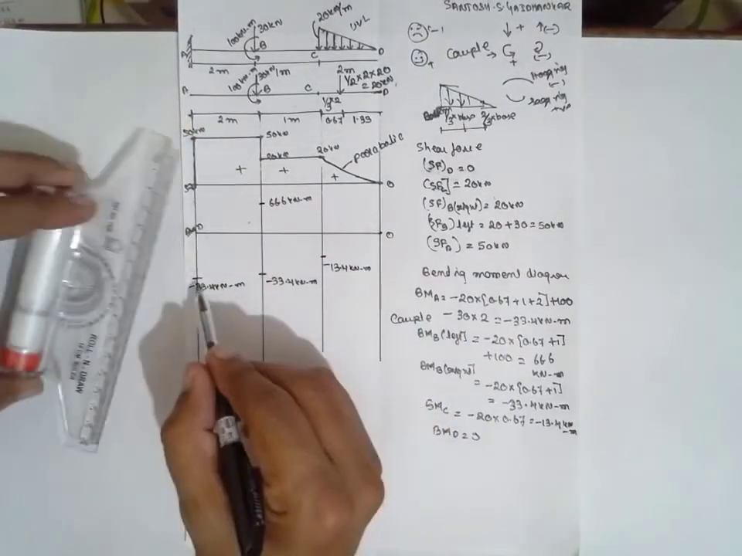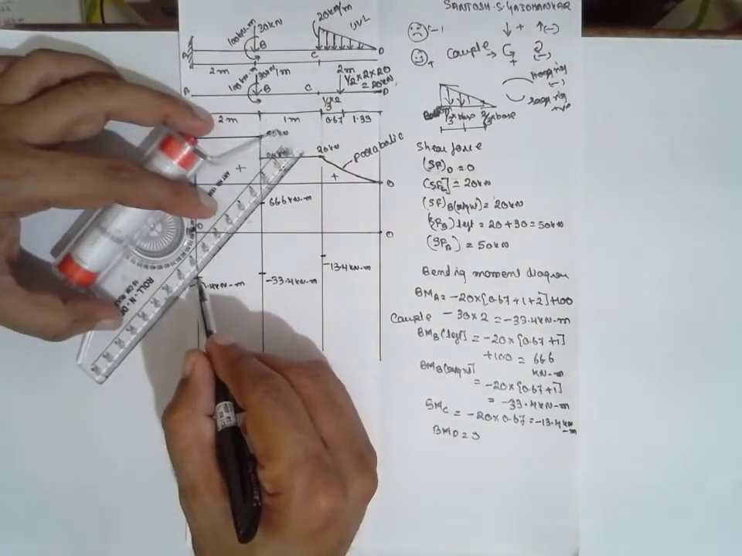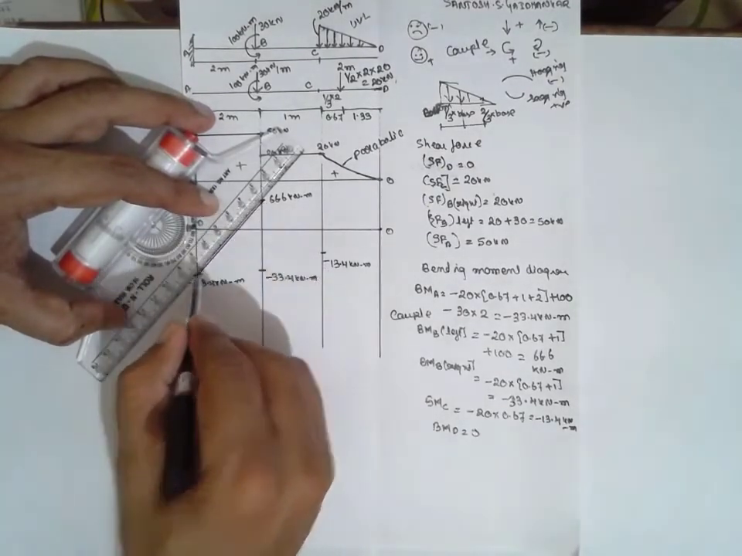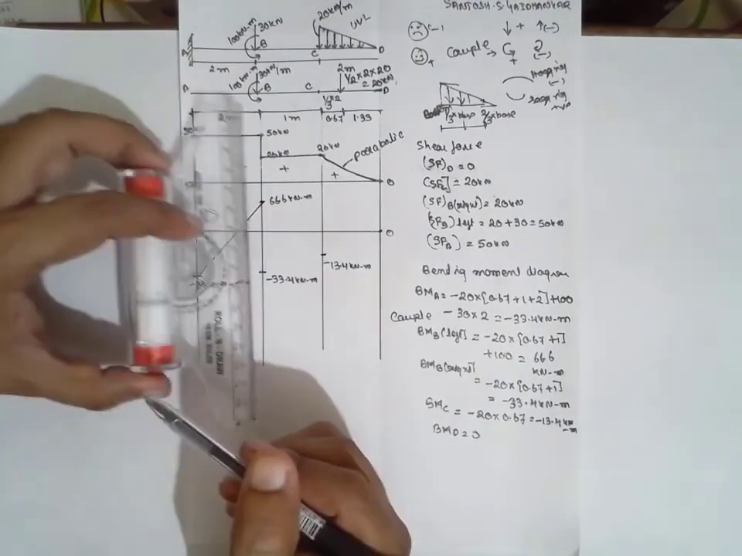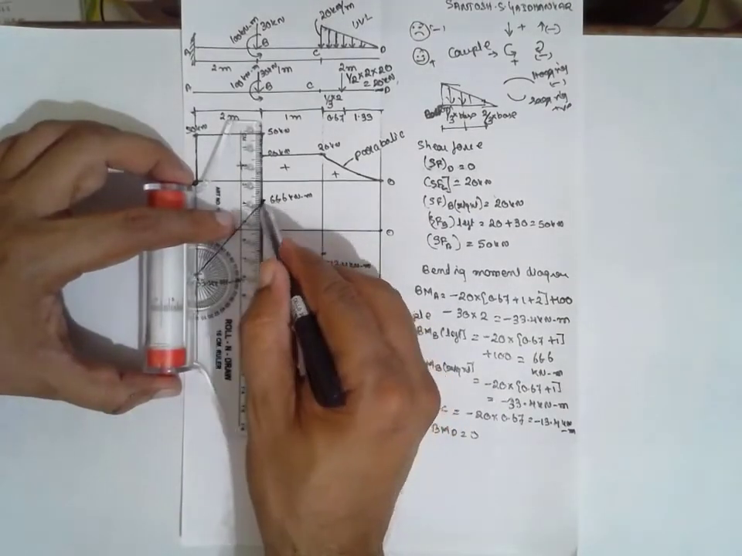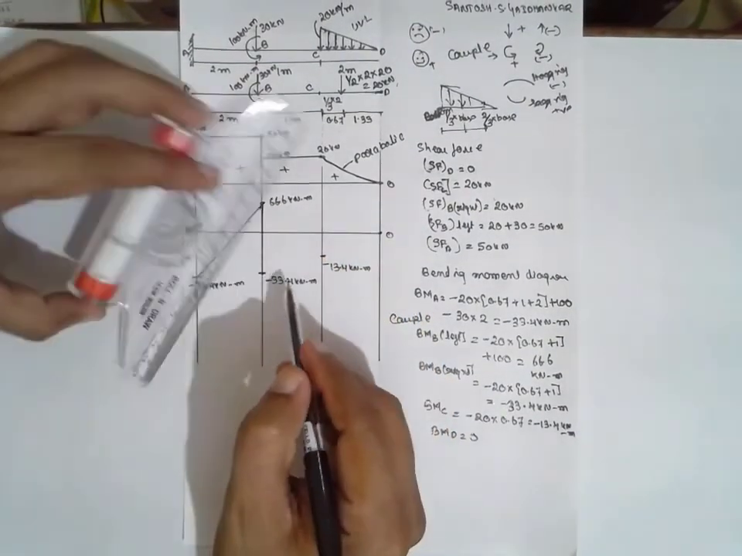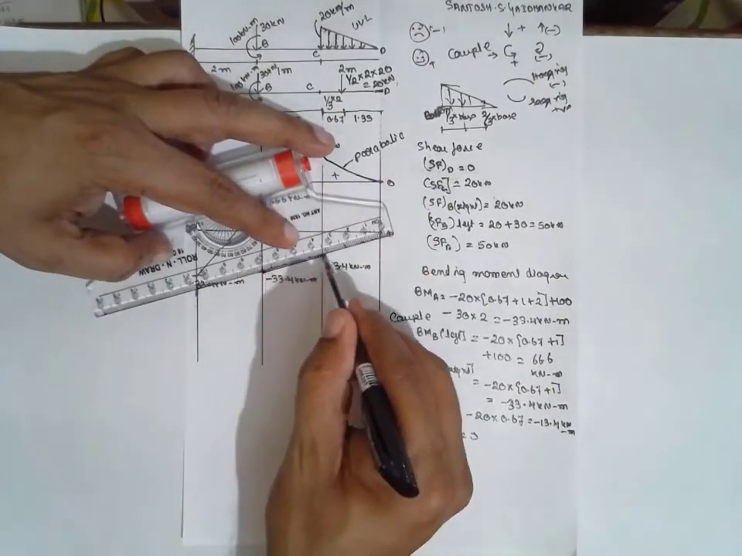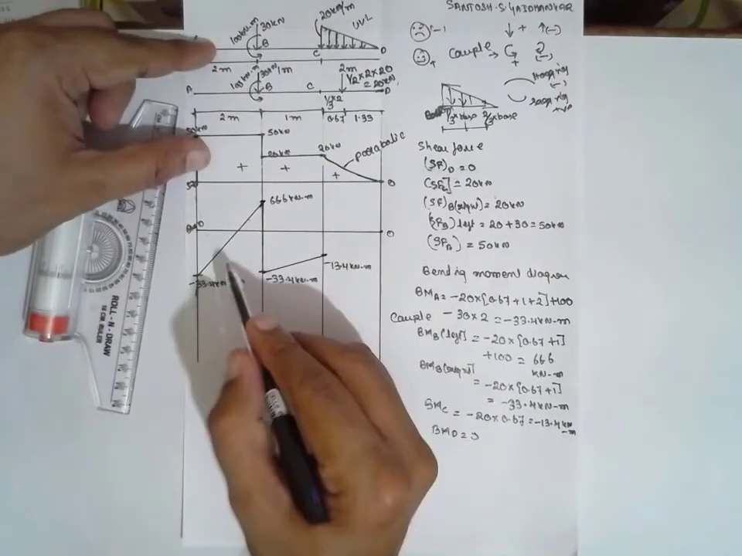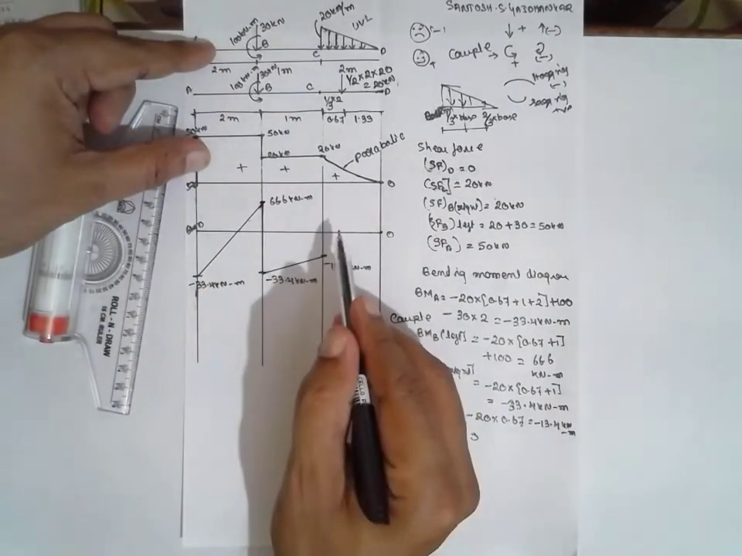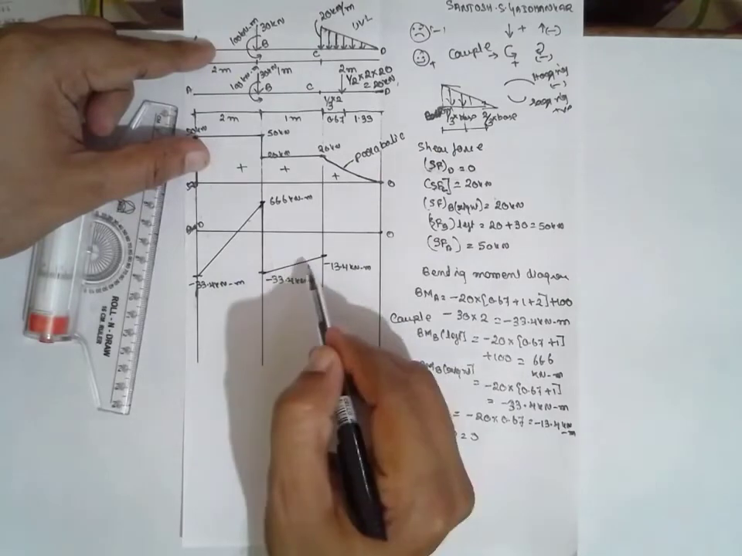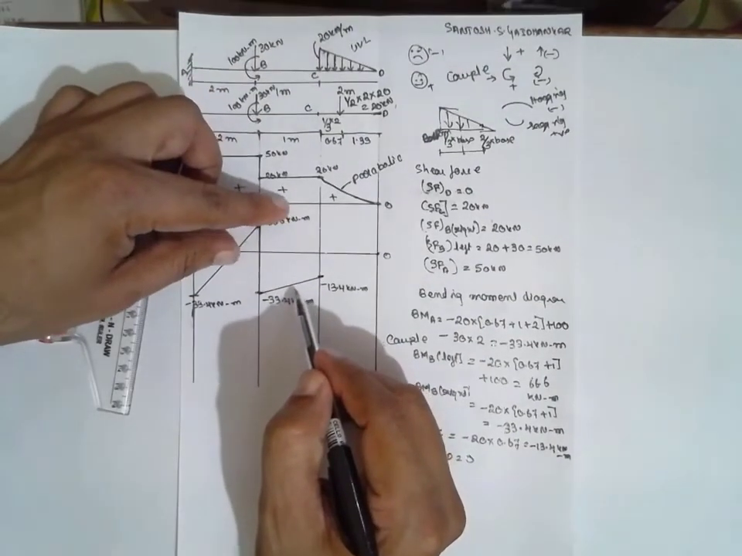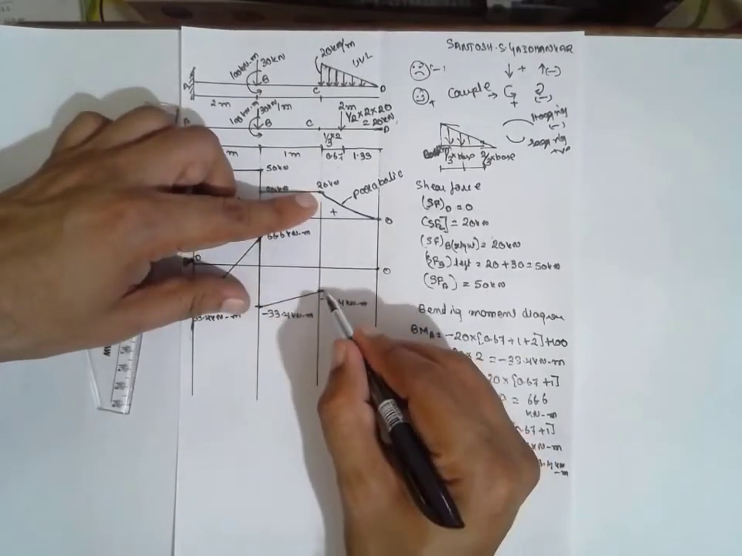Now from this point to 66, straight line, we call it an inclined line. Next, join this line, again this line. If there is a UDL, then you have to draw a parabolic curve. Now here it is a UVL, therefore we are going to draw a cubic.